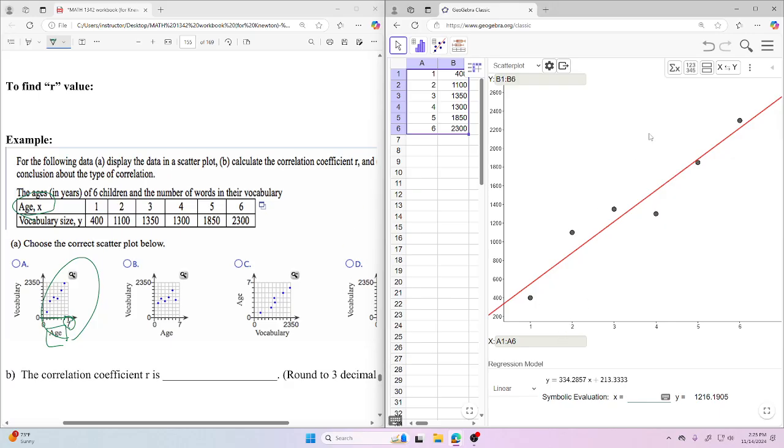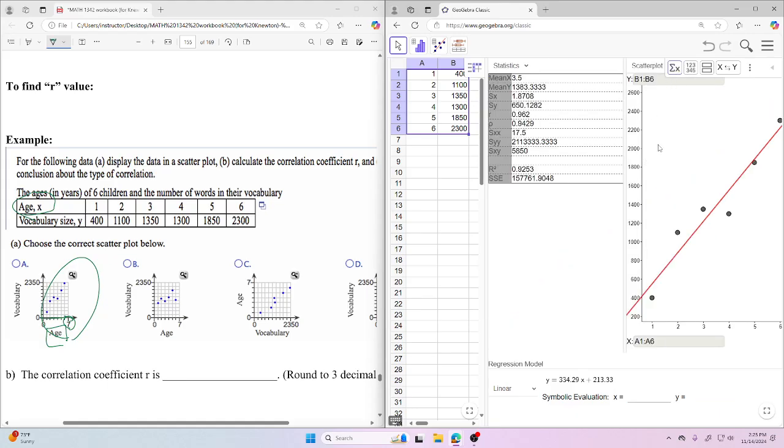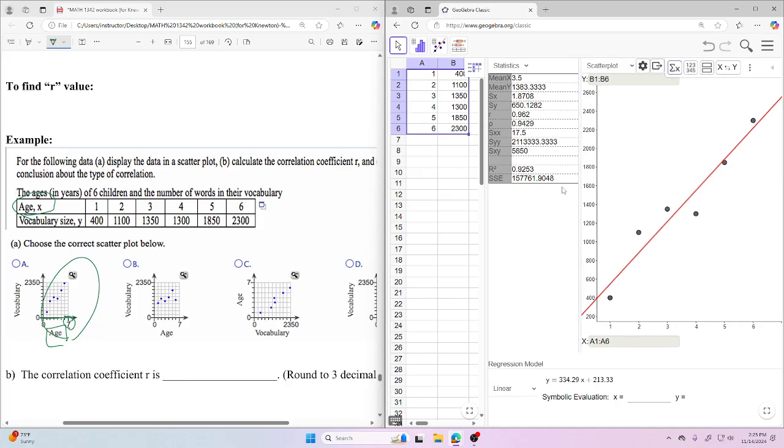So this guy, there we go. So there's your sigma x, just like the other times. And it comes up with all your numbers. And there's your R right there. 0.962.